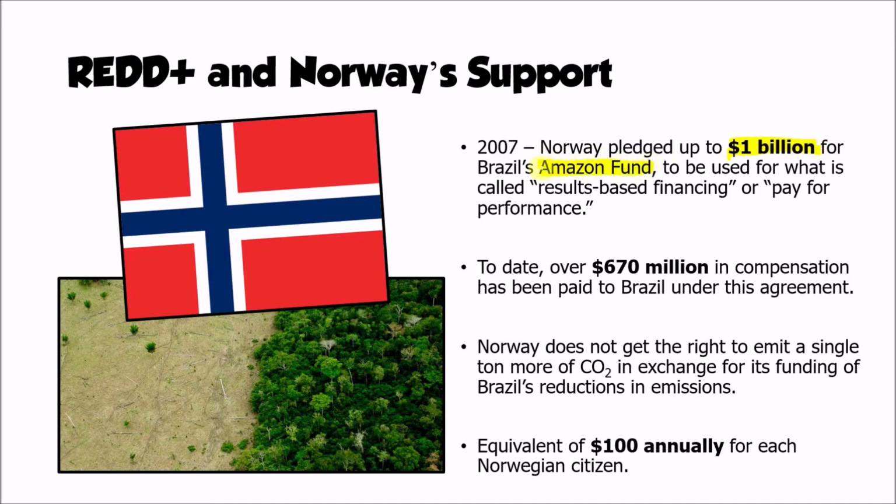That was the fund that was set up by that campaign for zero deforestation. And Norway pledged that they could use that money, what they called results-based financing, or basically pay for performance. This meant that Brazil didn't get any money unless it proved that it had reduced the rates of deforestation. So this wasn't a case of Norway handing over $1 billion to Brazil in the hope that they would reduce deforestation. It was a case of them paying Brazil for proving that they had reduced the deforestation.